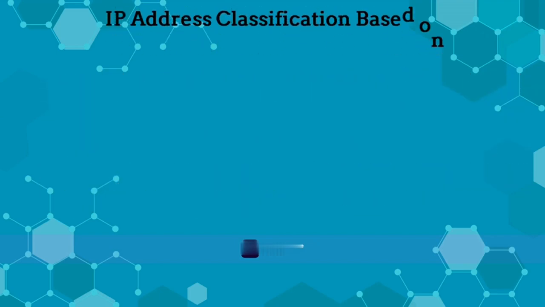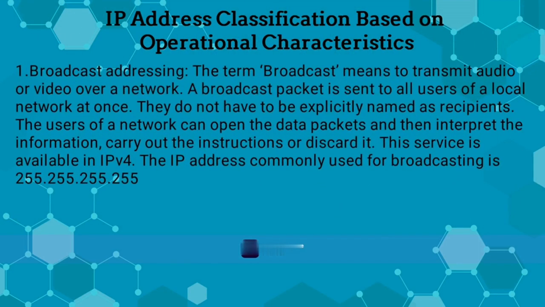IP address classification based on operational characteristics. According to operational characteristics, IP addresses are classified as follows. Broadcast addressing. The term broadcast means to transmit audio or video over a network. A broadcast packet is sent to all users of a local network at once. They do not have to be explicitly named as recipients. The users of a network can open the data packets and then interpret the information, carry out the instructions, or discard it. This service is available in IP version 4.